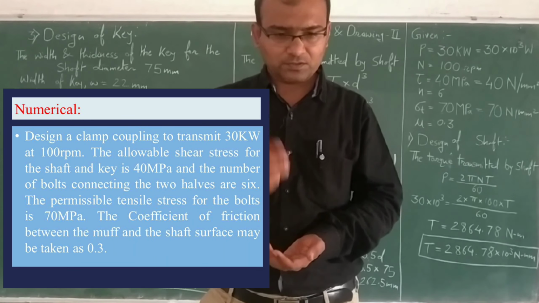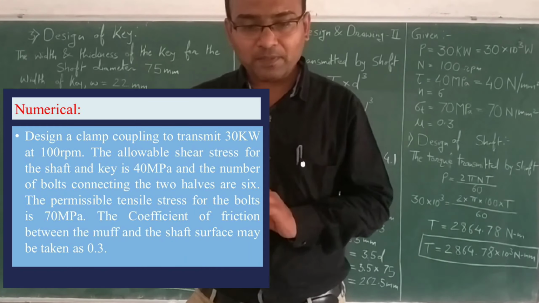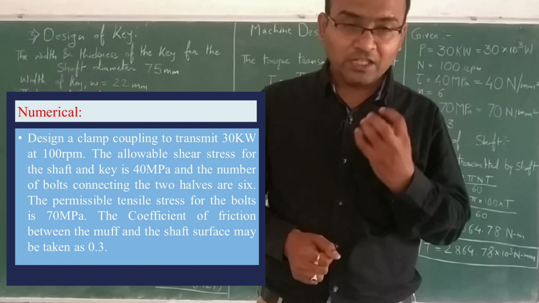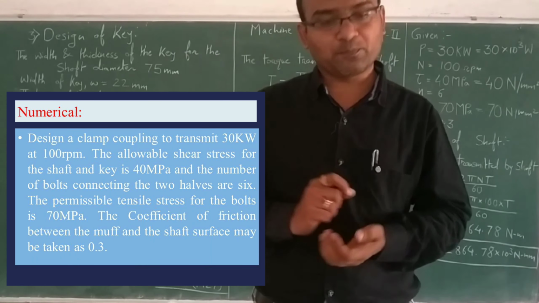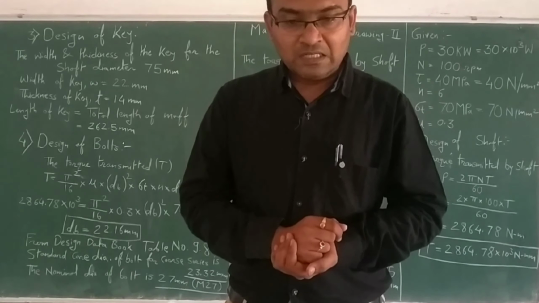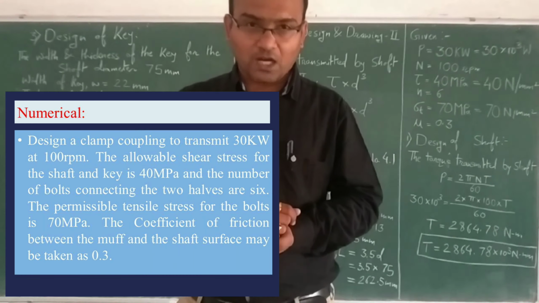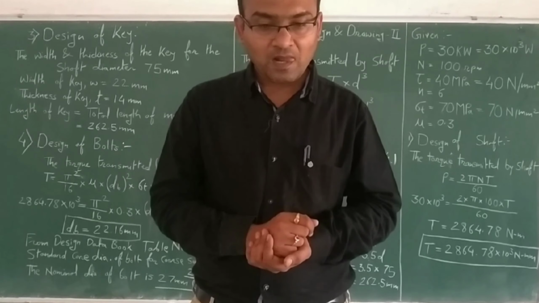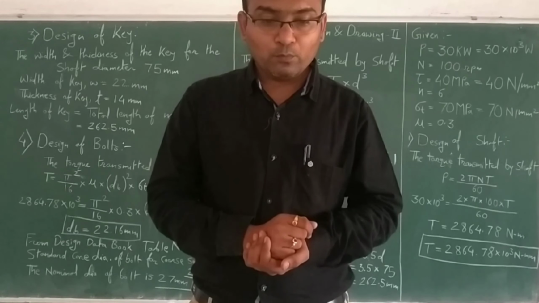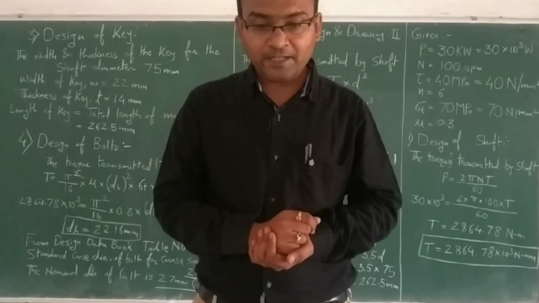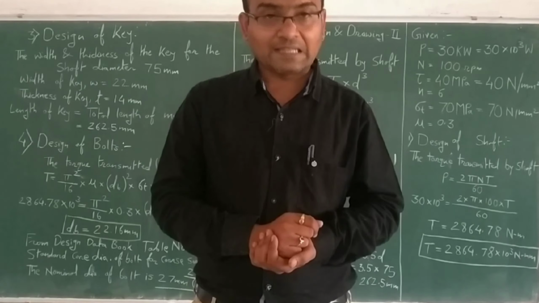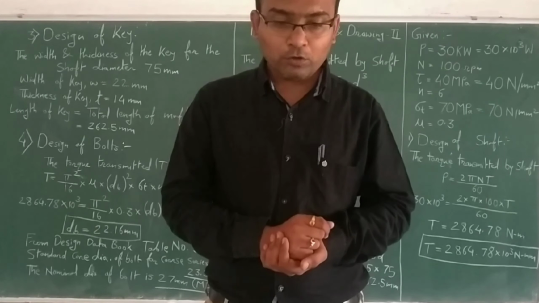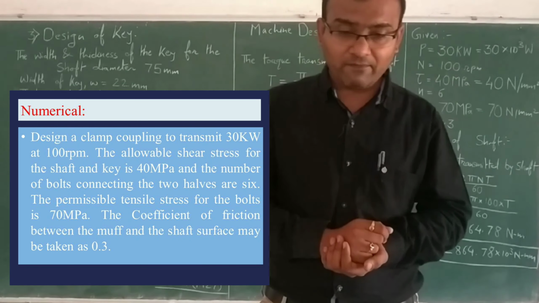Design a clamp coupling to transmit 30 kilowatt at 100 rpm. The allowable shear stress for the shaft and key is 40 megapascal, and the number of bolts connecting the two halves is 6. The permissible tensile stress for the bolt is 70 megapascal.